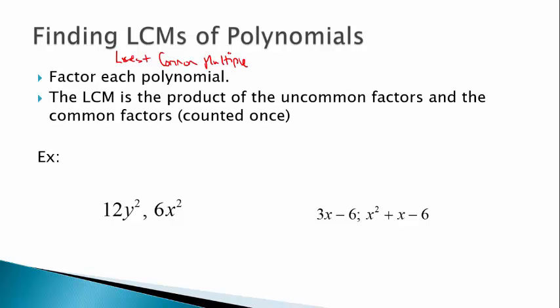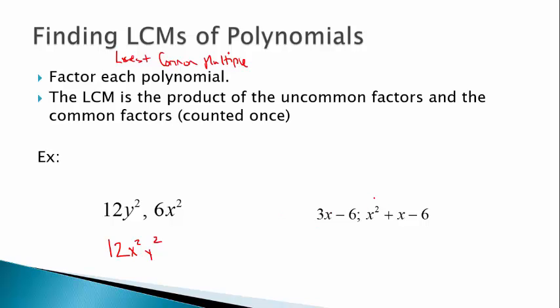Okay, so we'll start with a pair of monomials. It's very simple. When you have something like 12y squared and 6x squared, you just take the LCM of the numbers, so in this case that's going to be 12, and then you smush together all of the powers of variables. Okay, so you get 12x squared y squared. If these two terms shared the same variable, then you would just take the higher power as your LCM.